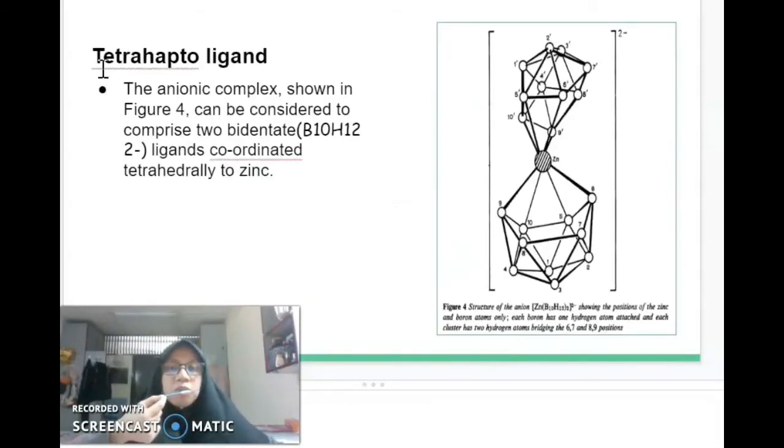Okay, I will proceed with the ligand with tetrahapto. The anionic complex shown in figure 4 can be considered to comprise two bidentate B10H12 2- ligands coordinated tetrahedrally to the zinc. As you can see, this is the ligand B10H12 2-. Okay, that's all from me. Thank you.